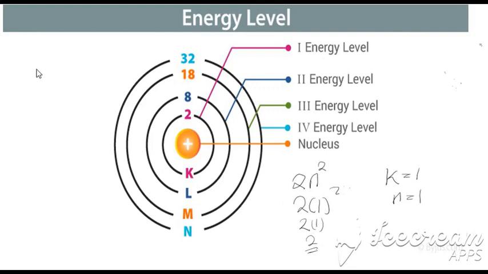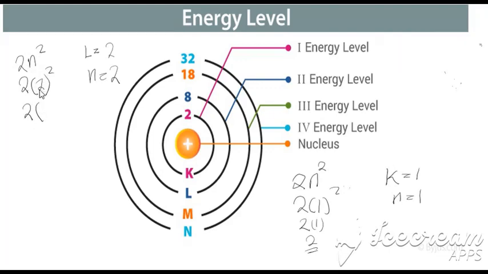And then let's do the second one here. So as you can see where L is, L, it's the second shell from the nucleus. So therefore it's the second shell. So therefore n is equal to what? 2. Now let's use our formula, which is 2n². So 2, where is n? 2 to the power 2.